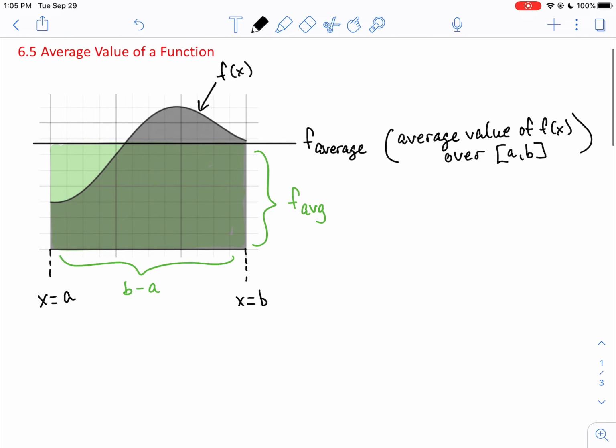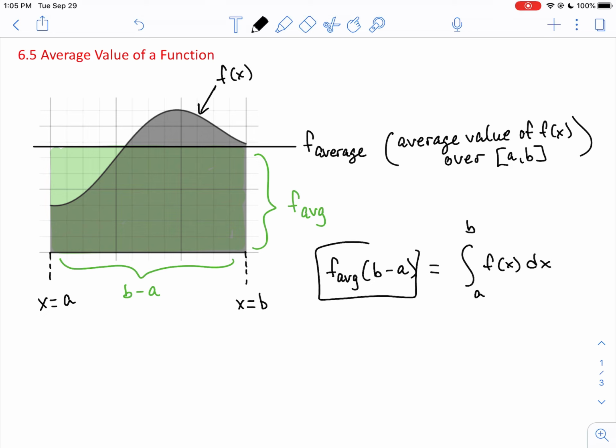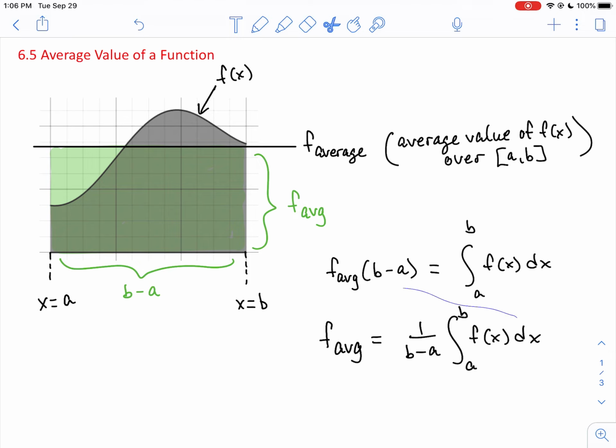And we're going to be able to produce a formula for finding the f average because we know that the area of the green box should be equal to the area under the curve, which sets up the following. F average times b minus a should be equal to the integral from a to b of this function. All right, so this part here is the area of the box, the green box, and this is the gray area, and they should be equal. And now we just have to solve for f average. So the average value of the function over this interval, we're going to divide by the b minus a to the other side, and we get a general formula here we can use to find the average value of any function over any interval.